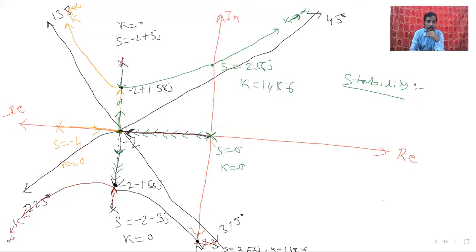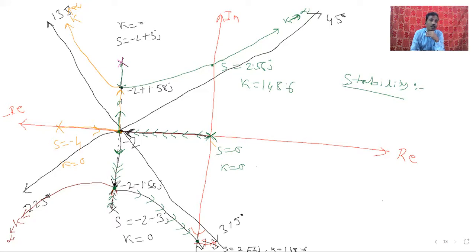And after some time, this is also another breakaway point, minus 2 plus 1.58j. After meeting at this point, the pole direction is this, and the stability decreases because this is the direction of the right-hand side, and this is the marginally stable point at s equals 2.56j, K equals 148.6. After this point, parallel to the 315 degree asymptote, the pole is unstable because the movement is to the right-hand side. And this pole is in the constant stable zone, and stable.